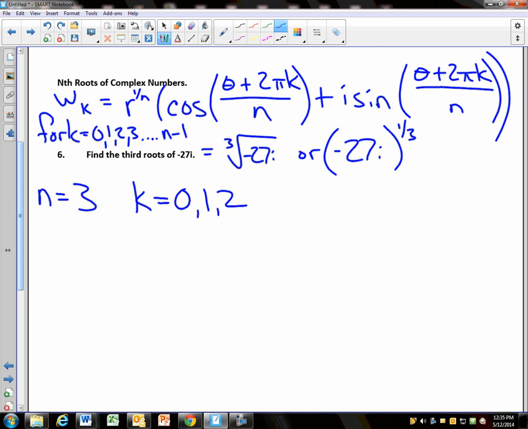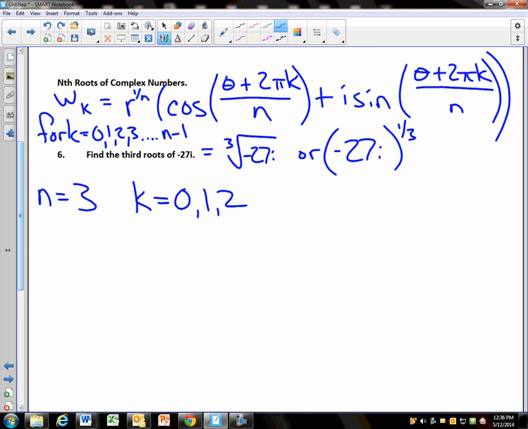Here's what these mean. We have 3 solutions to that problem. If it was the fourth root, you would have 4. If it was a square root, you'd have 2. And we will use these integers, 0, 1, and 2, in order to find the solutions that we're looking for. Okay?